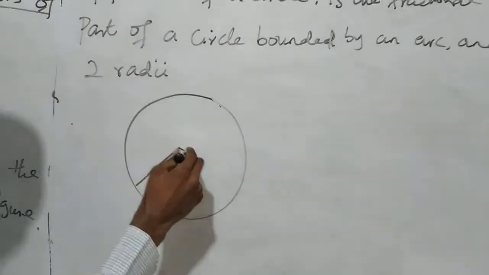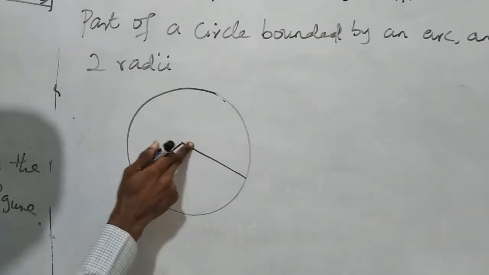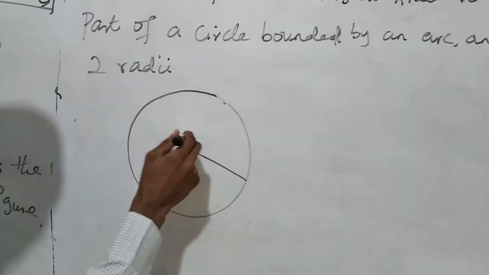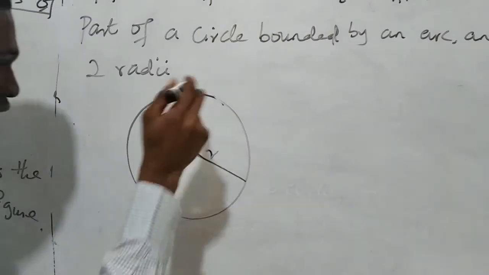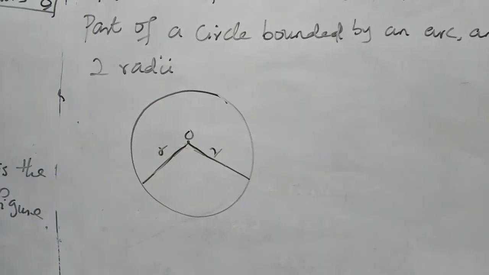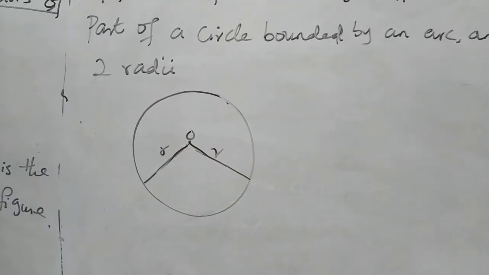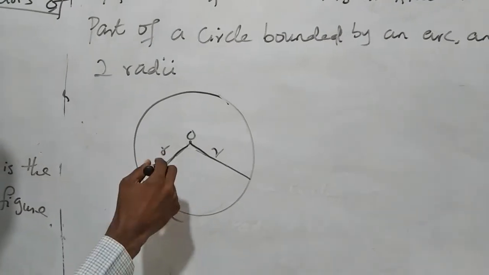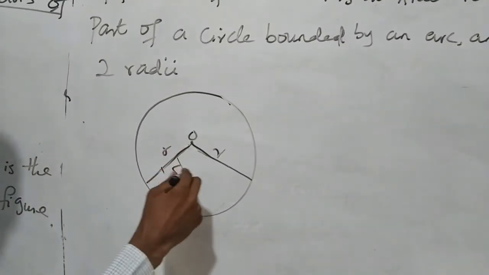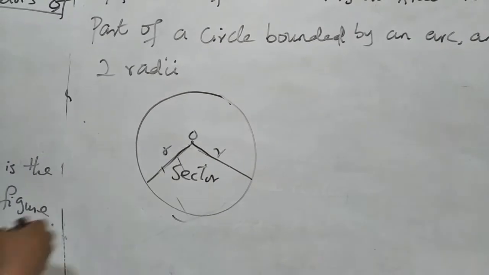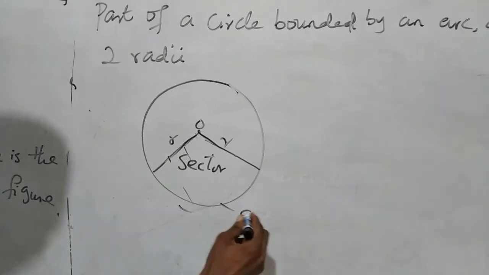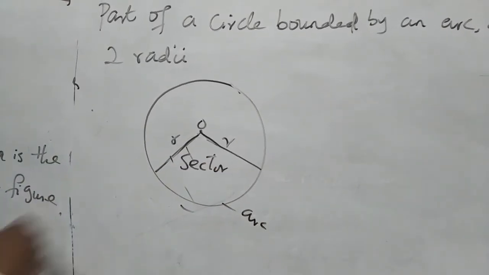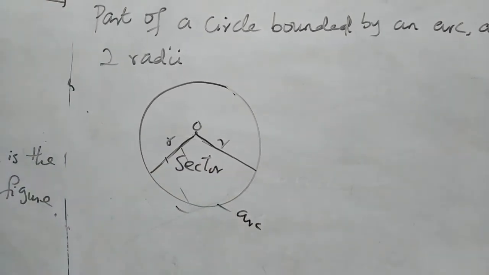So, in the center of the circle, we have our two straight lines. These two are called radii. We have a radius and a radius. This is our arc. This region is read as our sector. You see, the sector of the circle is a part of the circle bounded by an arc and two radii. So this is the sector of a circle.